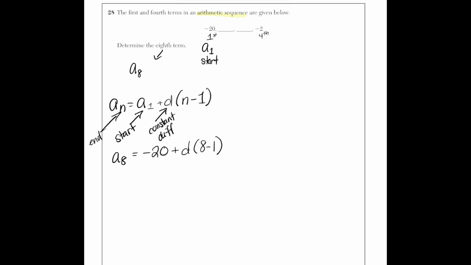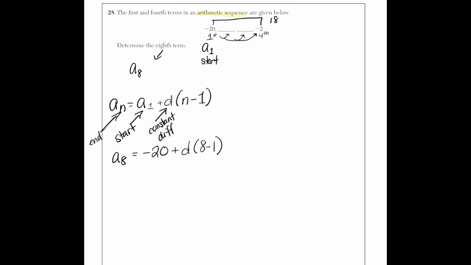Now, I know that my numbers go from -20 to -2, so it made a change of 18. That's what we know so far. But that's if I skipped all the way to the fourth number. I skipped 2 places in the middle. So what would that be? Let's think about that for a minute. If I made 3 jumps, I got to 18.